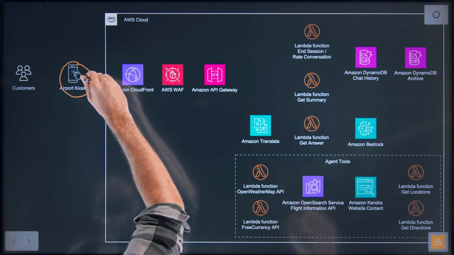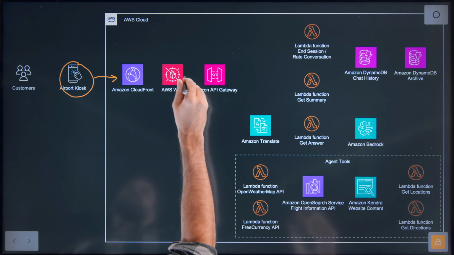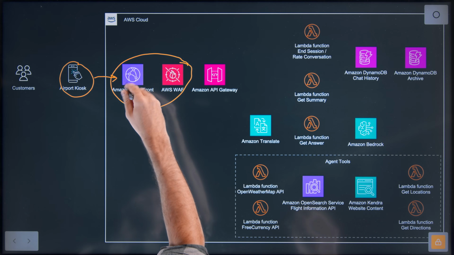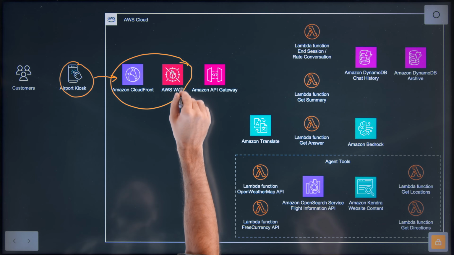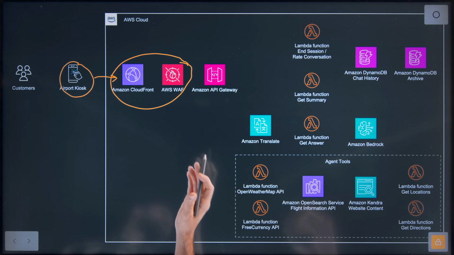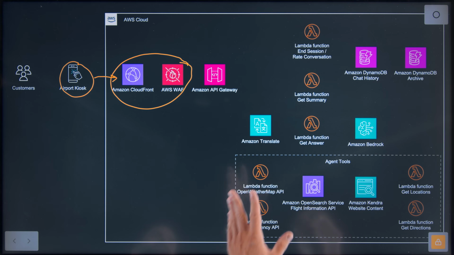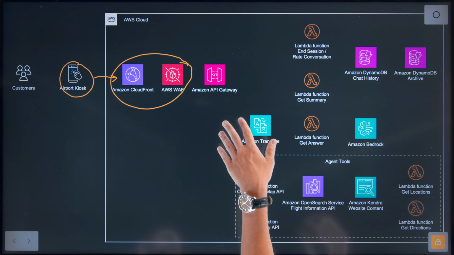Right. The first thing that will happen when the question is asked is the question goes to CloudFront, which is our content distribution service, and Firewall, which protects, obviously, the system from external requests. And then the request lands into AWS, and I see an API gateway here. So how does it continue from there?